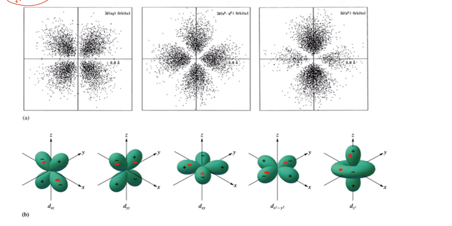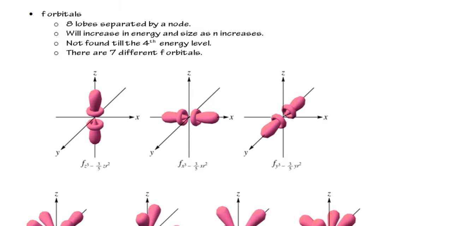The last shape of orbital that you may not have mentioned too much about in first year chem are the f orbitals. These things are crazy. For the most part, they've got 8 lobes separated by a node in the center. Although, again, there are a couple of goofballs that have these little donuts around them. These aren't found until the 4th energy level. They are too large, and they're too high in energy for the 1st, 2nd, or 3rd energy level. You won't find these till the 4th.